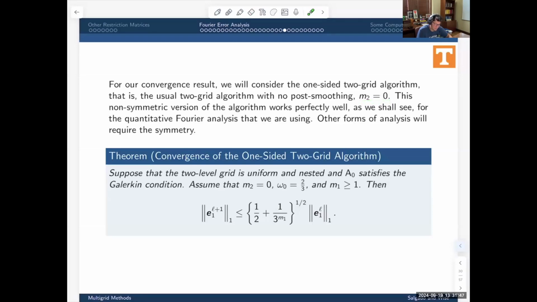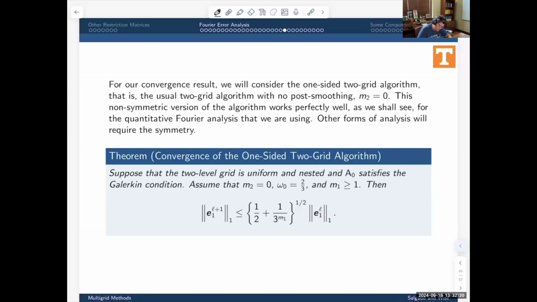Later on, we're going to do an analysis involving an energy method where we need that guy to be exactly equal to M1 so that we have a symmetry. But this non-symmetric version is perfectly fine for our current needs and the analysis that we're going to perform here, this Fourier analysis. This is kind of the simplest analysis that you could possibly do. As I said, other forms of the analysis that we're going to do later are going to require the symmetry, namely the energy analysis.